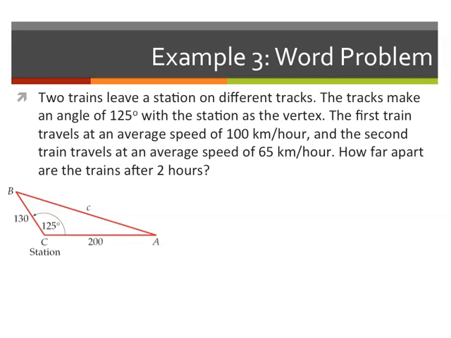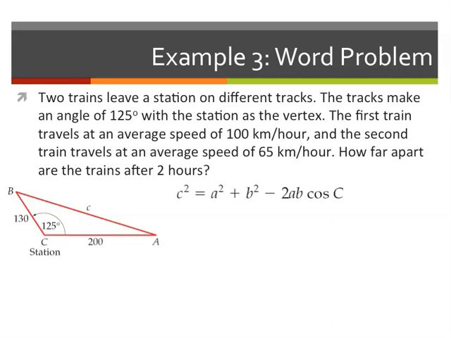Now, in this word problem, because you're just asked for how far apart the trains are after 2 hours, you actually don't need to find what the measure of angle A is, what the measure of angle B is, right? Whereas in the last 2 examples, you were asked to solve the triangle, so you have to find everything. Here, you just want to know what side C is equal to. So if we're just trying to find side C, we'll use C squared equals A squared plus B squared minus 2AB cosine of C.